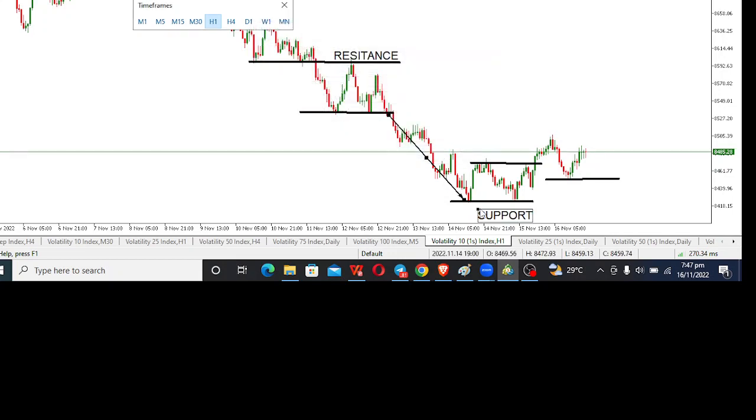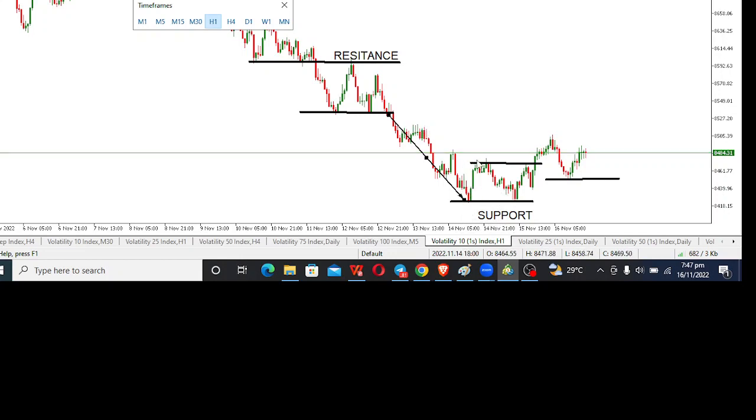And then you have a support somewhere. So this is a resistance. This would be a support, but this was once a support and later became a resistance. So this is also another support. We have other resistances over here.